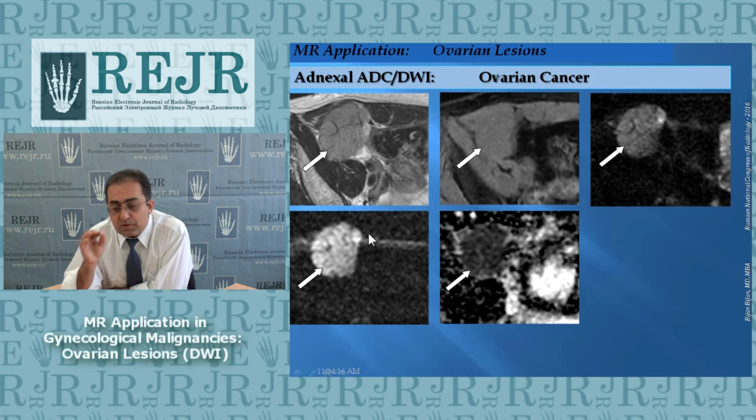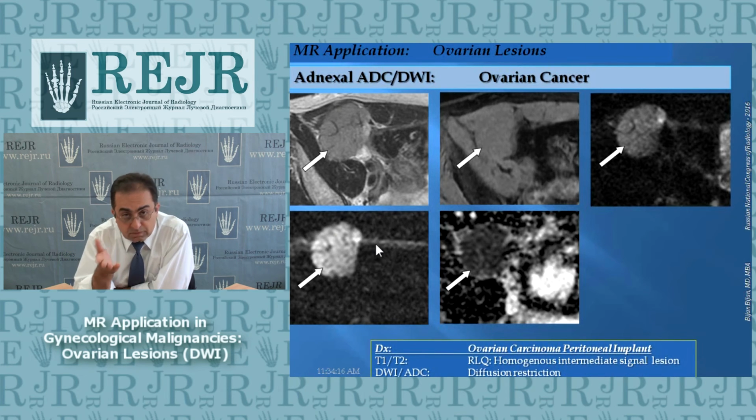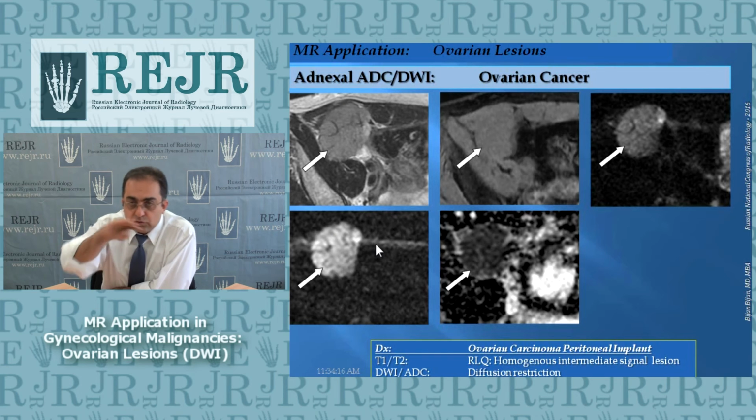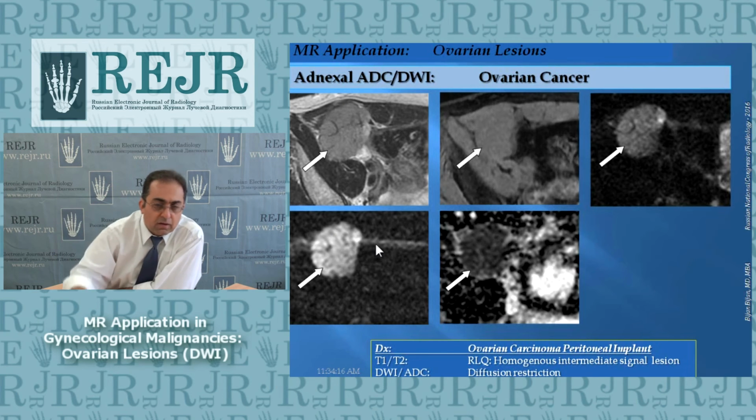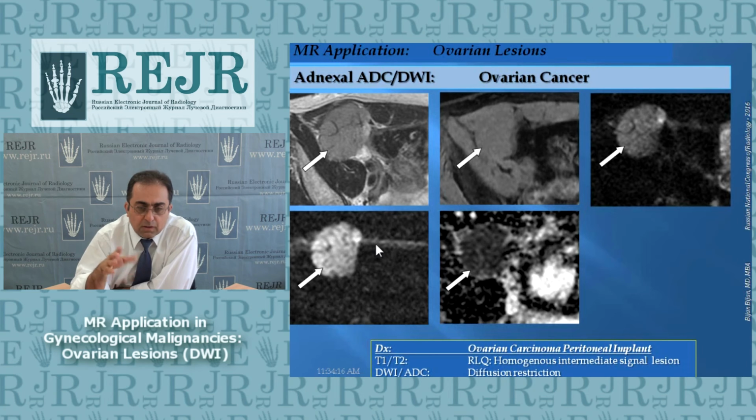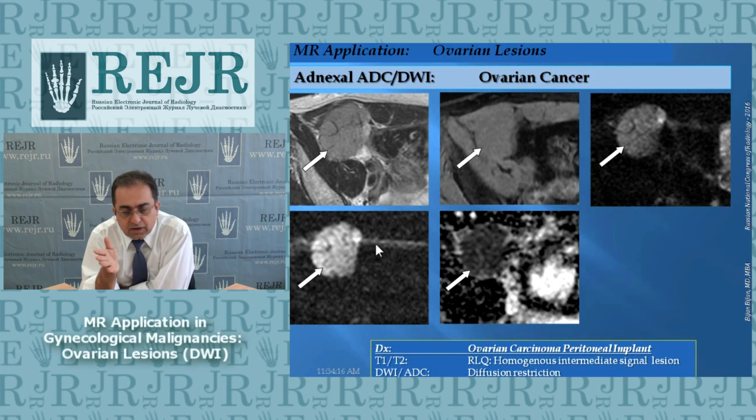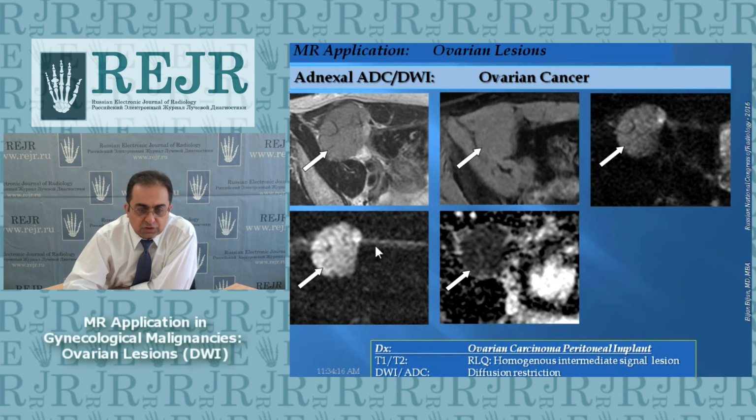So DWI increases your sensitivity for evaluation of the peritoneal implants and mesenteric tumors and suprahepatic or subdiaphragmatic recess. These are difficult areas. Between the leaves of the mesentery is a difficult area to evaluate, and this actually is a huge help for that.